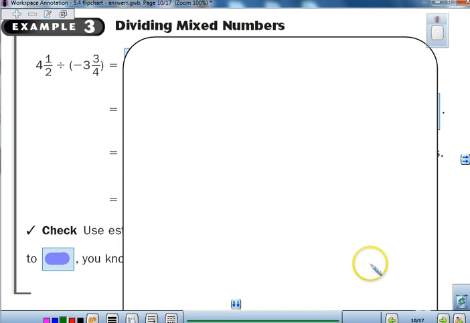We are going to have two more examples, example 3 and 4. In example 3, you'll see a mixed number, 4 1/2 divided by negative 3 3/4. The first thing we have to do there is multiply. 4 times 2, 8, plus 1, gives us 9 over 2. We need to change them to improper fractions. Divided by, again, we know it's going to be negative. And then 3 times 4 is 12, plus 3 to give us negative 15 over 4.